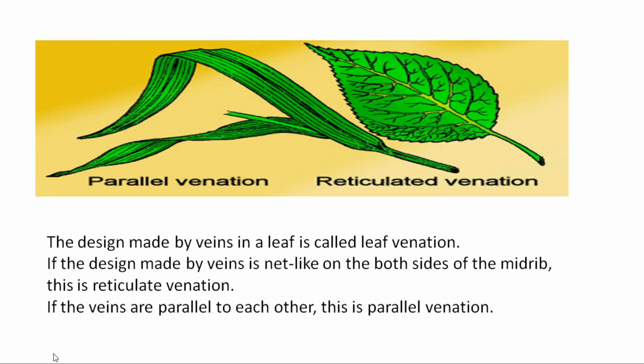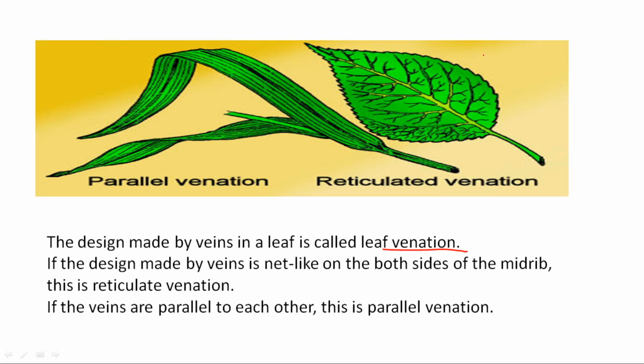Next, look. The design made by veins in a leaf is called leaf venation. Venation. So you have marked that different designs have been made by veins. Every type of tree or plant has different types of what? Leaf venation. That's why we remember them according to their leaf venation and we separate them, because their leaf venation is of different types. Leaf venation means arrangement or design of vein.